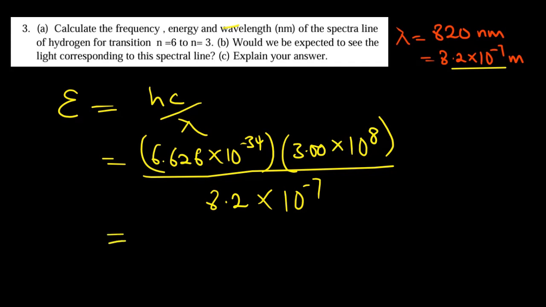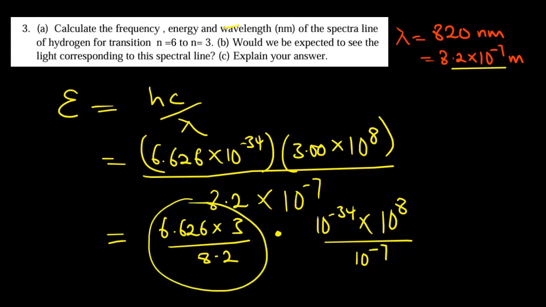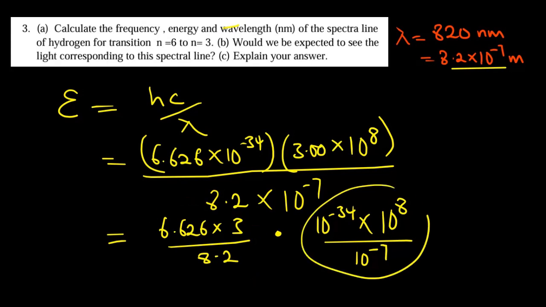What is left is just to punch the values into your calculator. Again, isolate the ones that have 10 to the power something. So we can write this as 6.626 multiplied by 3 divided by 8.2, and then multiplied by 10 to the power minus 34 multiplied by 10 to the power 8 divided by 10 to the power minus 7. You can easily divide this on your calculator, and for the powers just use the rules for exponents. So what am I going to get there?